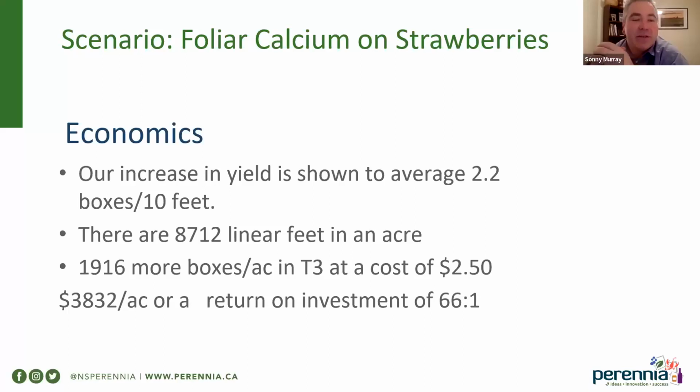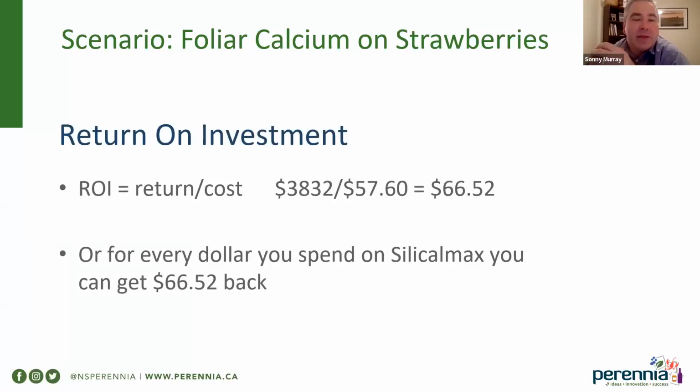So next slide there. Yeah, so that just goes through the calculation. So for every dollar I spend on the Silical Max, I'm getting $66 back, which, you don't have to be a genius to figure out that, okay, this treatment is going to make you money. And we often see that in hort crops where we have quite a high unit price. But in the field crops, you're not going to necessarily see that kind of return on investment. It may be much smaller. So next slide.